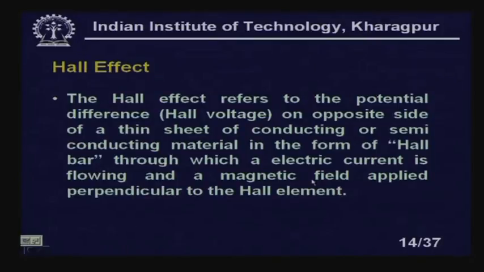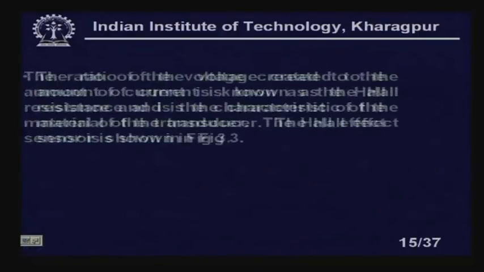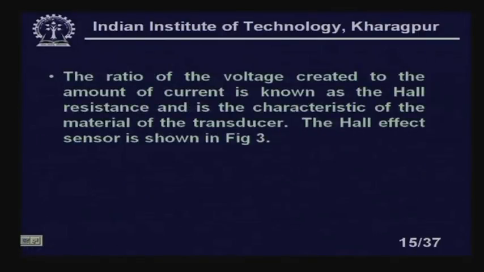So, the Hall effect refers to the potential difference or Hall voltage on opposite sides of a thin sheet of conducting or semiconducting material in the form of a Hall bar, through which electric current is flowing and a magnetic field is applied perpendicular to the Hall element. The ratio of the voltage created to the amount of current is known as the Hall resistance, and this is a characteristic of the material of the transducer. The Hall effect sensor is shown in figure 3.